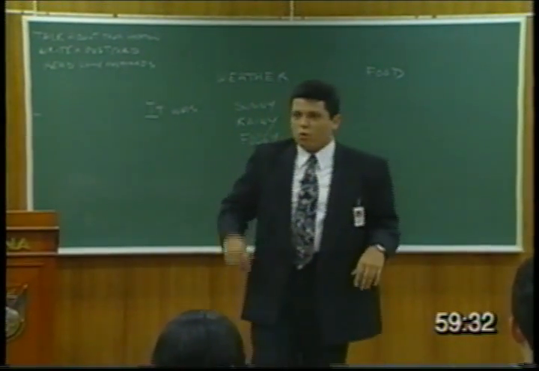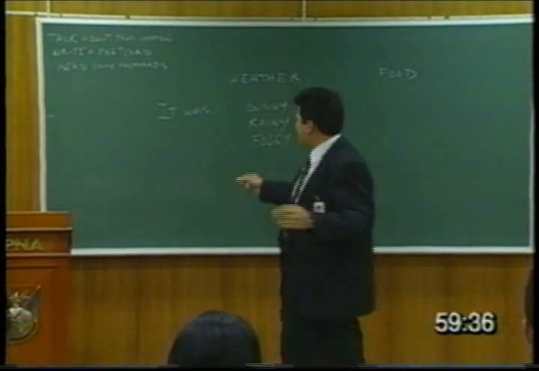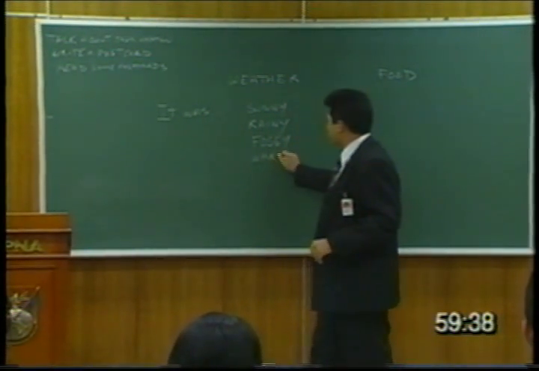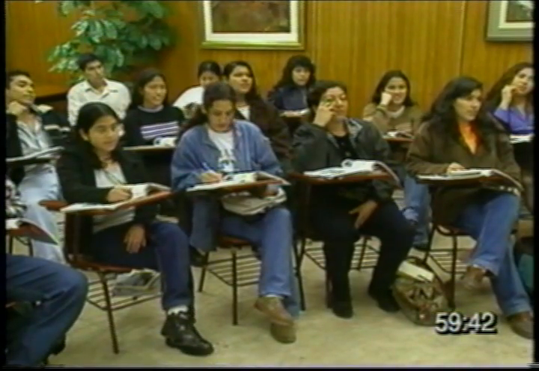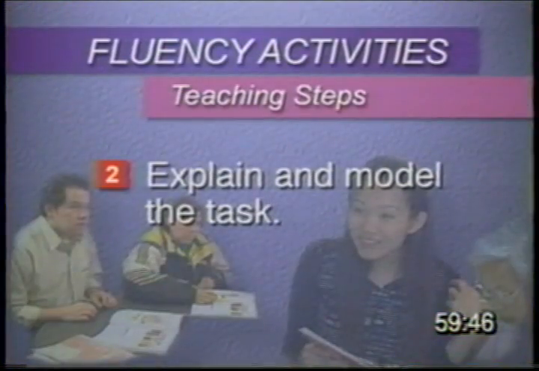Wow. Warm, more than warm. That's a possibility. Warm is a possibility, but hot. Like Iquitos, right? Very hot. Okay. Teaching Step 2. Explain and model the task.